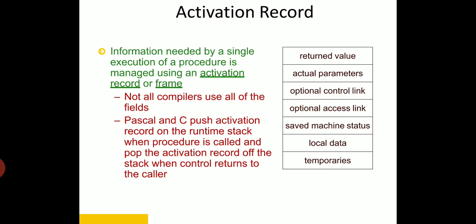So whenever the activation is there, that activation record is to be pushed onto the runtime stack, and whenever that procedure finishes execution, it will be popped from the stack. The information contained in an activation record is very important: return value, actual parameters, optional control link, optional access link, saved machine status, local data, and temporaries.